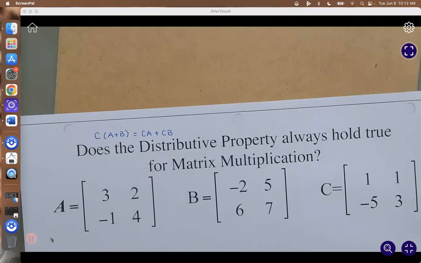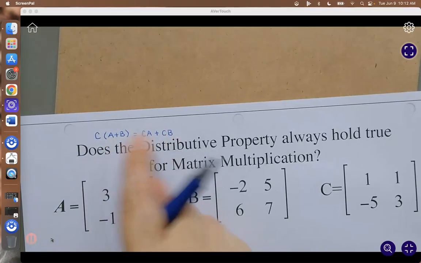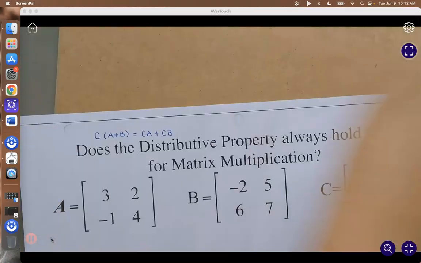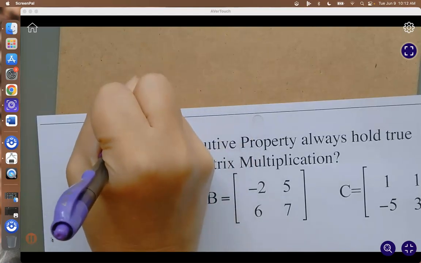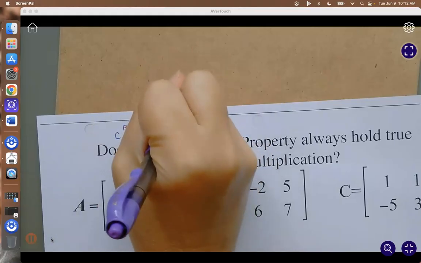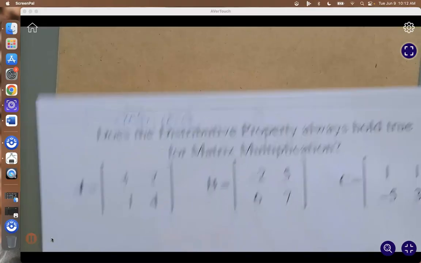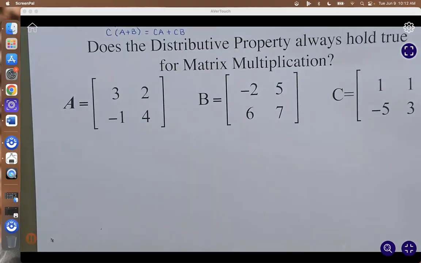Okay, so we're going to do this first, then this second, and see if these two things are equal. So we're going to call this part A, and we're going to call this part B. Okay, so I'm going to try to split this paper down the middle and see how that works for us.